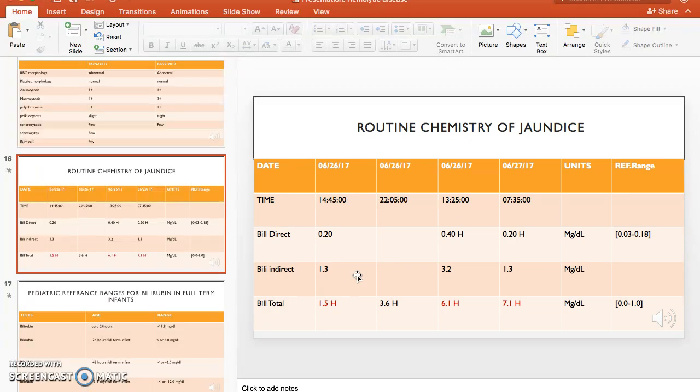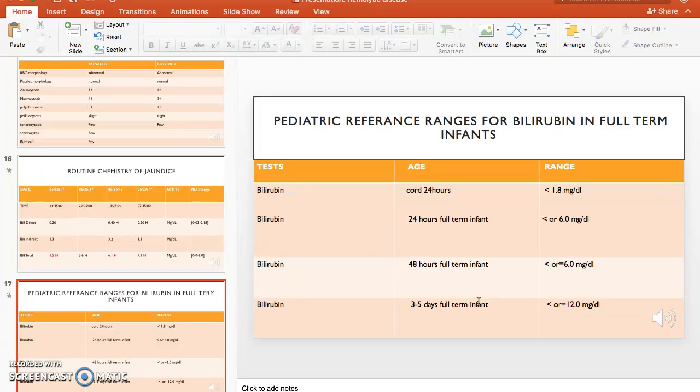So going back to the previous slide, the first time the baby got 1.5, that's okay. But after 24 hours, the baby got 6.1 milligram per deciliter, which jumps the threshold. It should be less than 6. So this baby must get a mild treatment, might be sun treatment, might be blanket treatment. He has to have some treatment because he is a jaundice suspect.